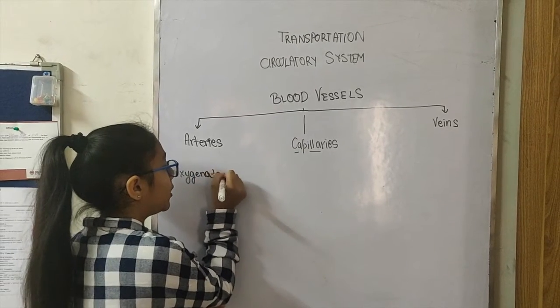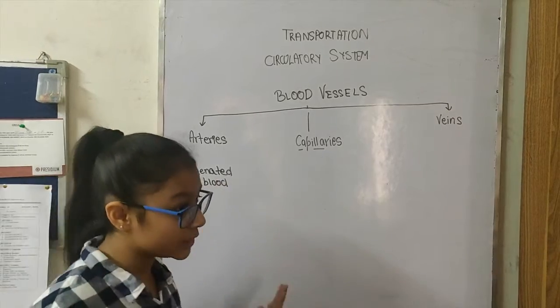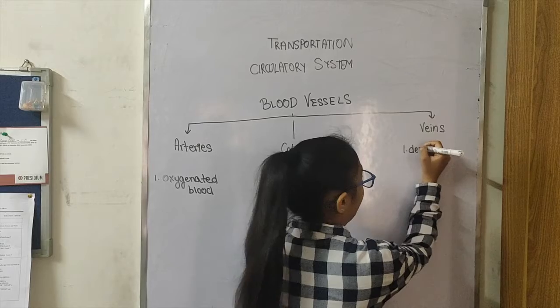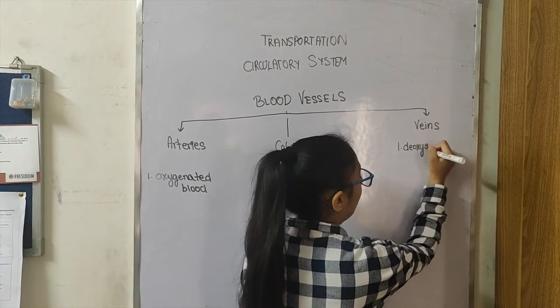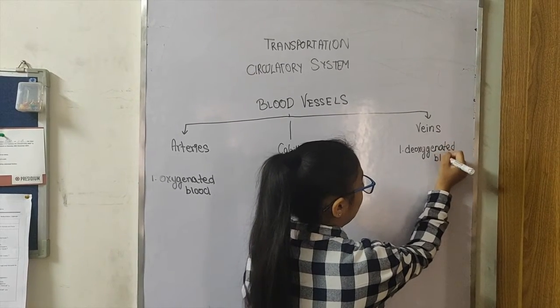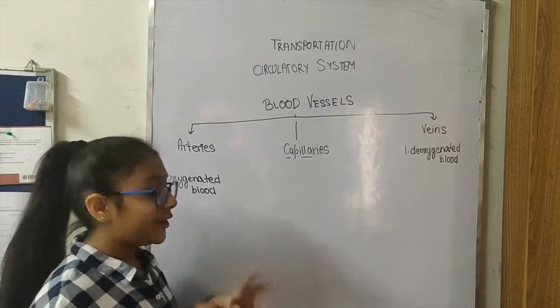oxygenated blood. If arteries carry oxygenated blood, then obviously veins would carry deoxygenated blood, which means the one with all the waste or the carbon dioxide, you could say. There. But there's a difference.